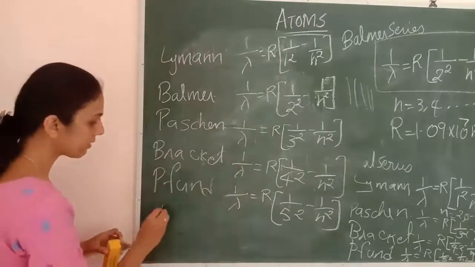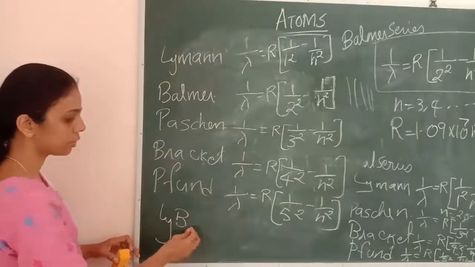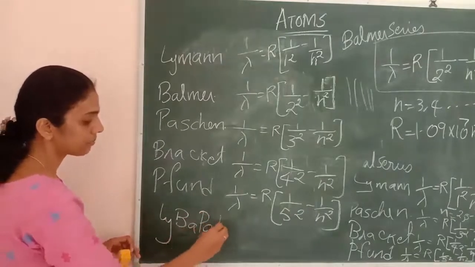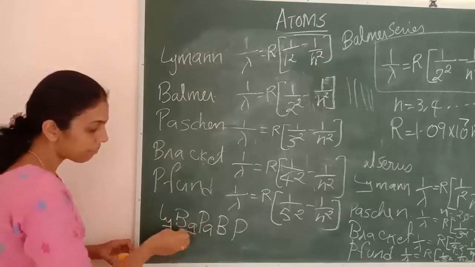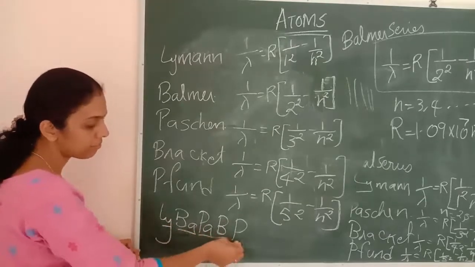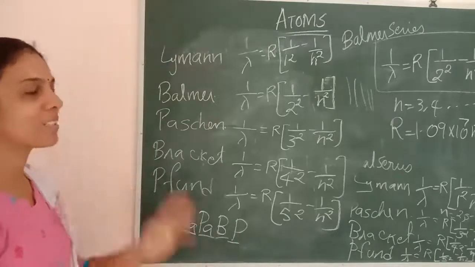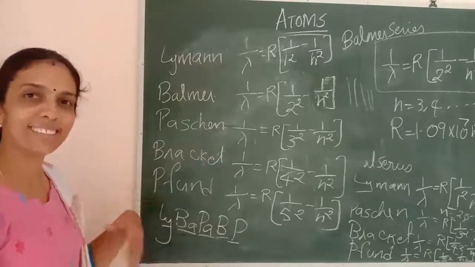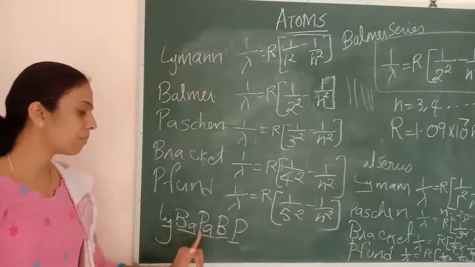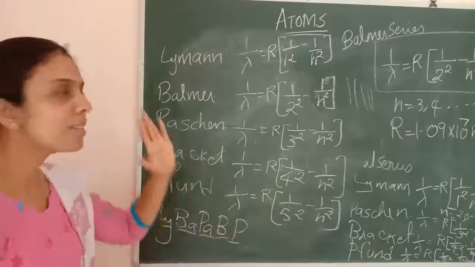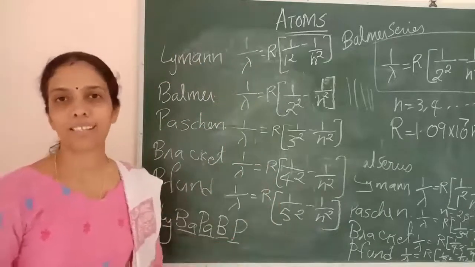For remembering that, I will give you a clue. Usually I tell my students to remember it like this: Libaba BP, that is Lyman, Balmer, Paschen, Brackett, Pfund. Okay, that is what my teacher taught me this way. I still remember it, so I am passing the same thing to you also. So in this order we can remember the spectral series easily.